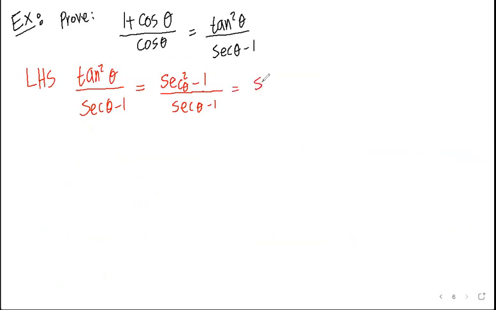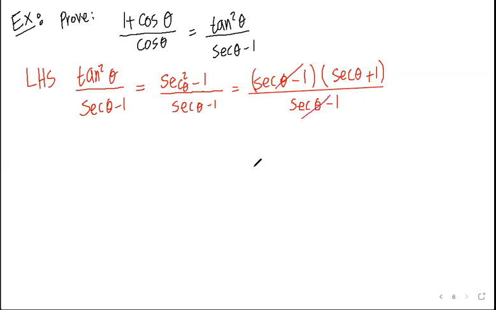This is equal to secant theta minus 1 times secant theta plus 1 over secant theta minus 1. So I can cancel this by this one. And I get what? Secant theta plus 1.